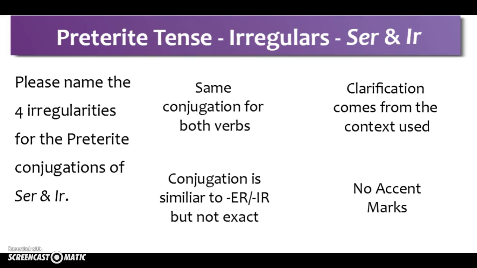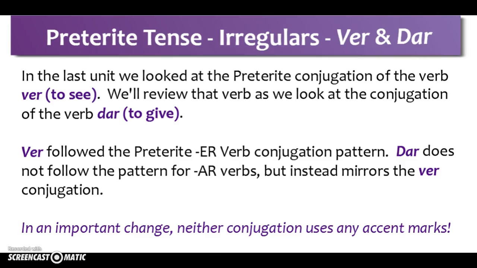Let's look at the conjugations for ver and dar. We've looked at ver already when we looked at regular ER and IR verbs. We're going to take a review of that verb right now as we compare it to dar, which means to give, because these 2 preterite conjugations are quite similar. Ver followed the pattern for ER verbs in the preterite tense. Dar follows ver, not the other AR verbs. And again, we're going to take out the accent marks that have been so important in many other preterite conjugations.